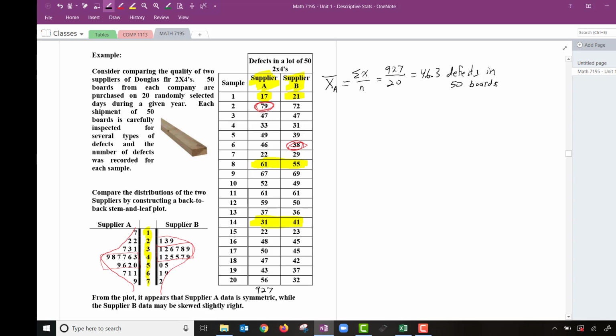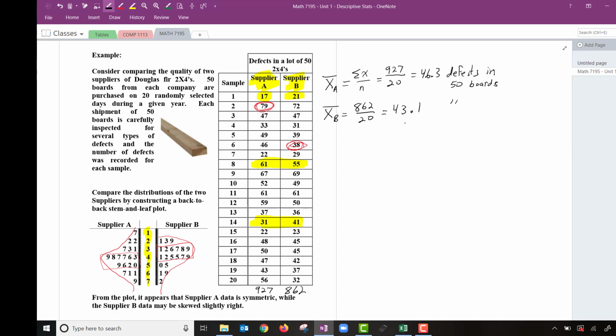We could do the same thing for supplier B. Supplier B had a total of 862 defects. So that will be 862 over 20, which ends up giving us a value of 43.1 defects in 50 boards. Repeat the units there. So we can see that the mean of set B is lower than the mean of supplier A.